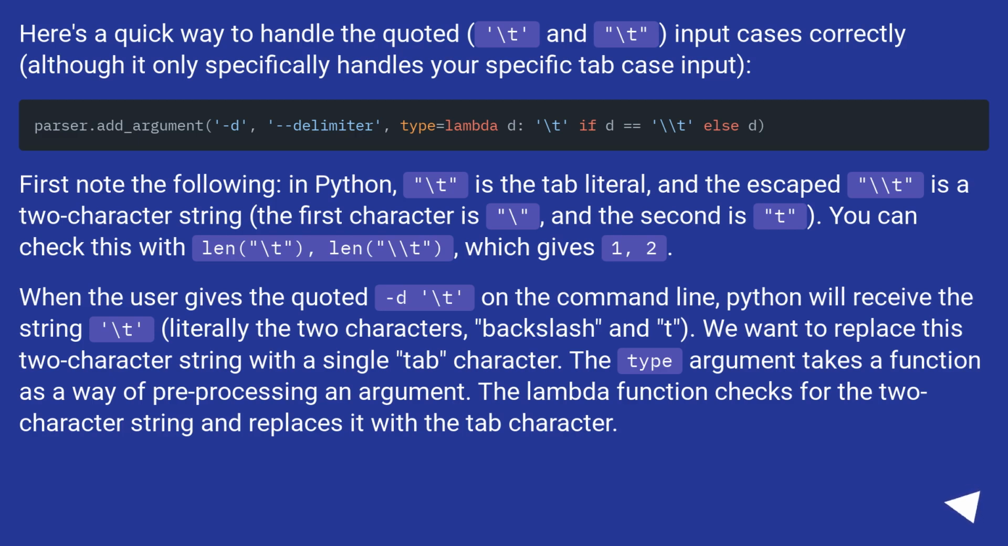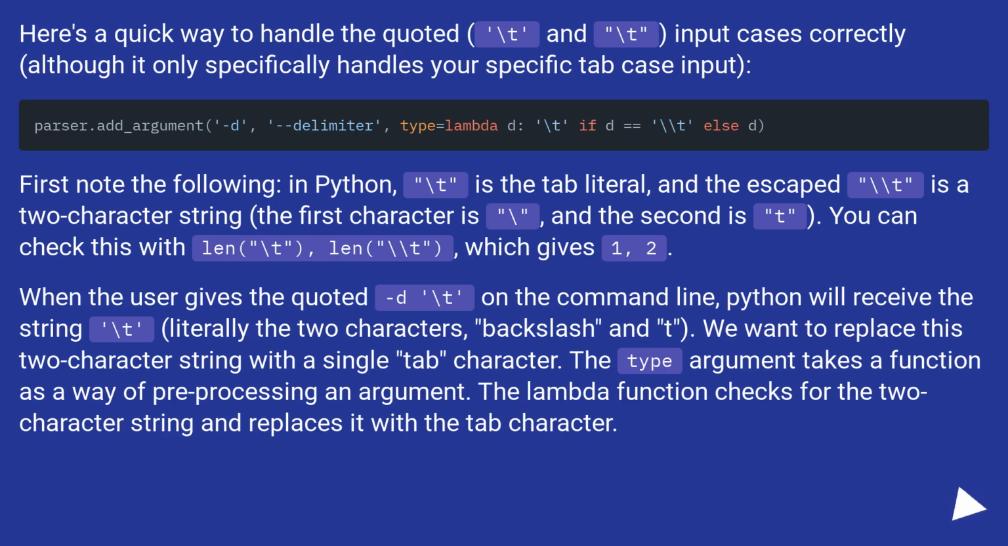Here's a quick way to handle the quoted \t and \t input cases correctly, although it only specifically handles your specific tab case input. First, note the following. In Python, \t is the tab literal, and the escaped \t is a 2-character string. The first character is \, and the second is t. You can check this with len, which gives 1, 2.